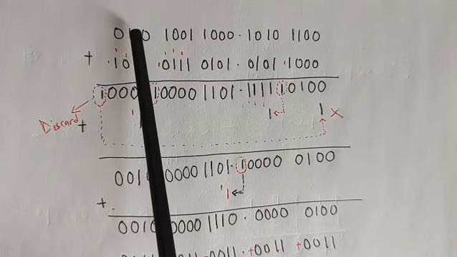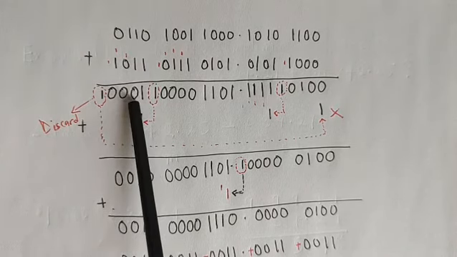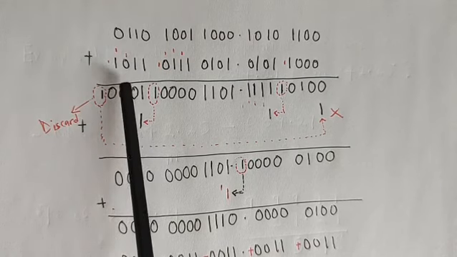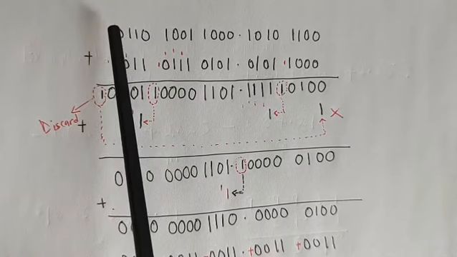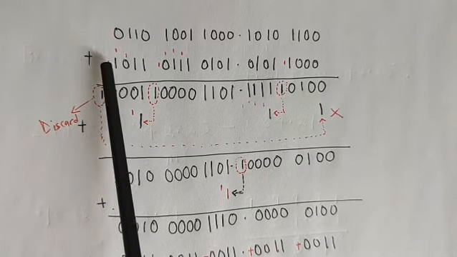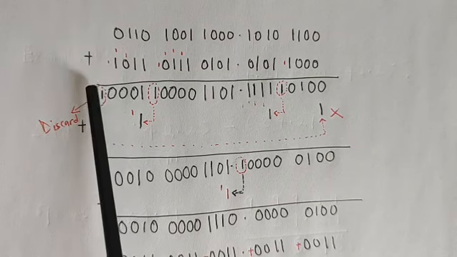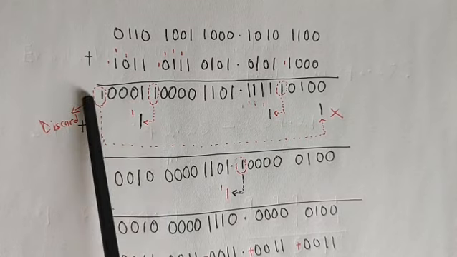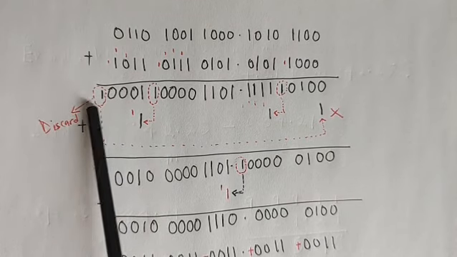0 plus 1 is 1. 1 plus 1 is 0 with a carry of 1. So 1 plus 1 is going to give us 0 with a carry of 1. 0 plus 1 plus 1 is going to be 0 with a carry of 1. Now we bring down the carry. Now this is called the end carry. Now the end carry is generated.